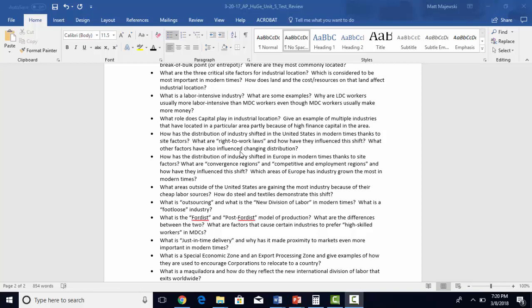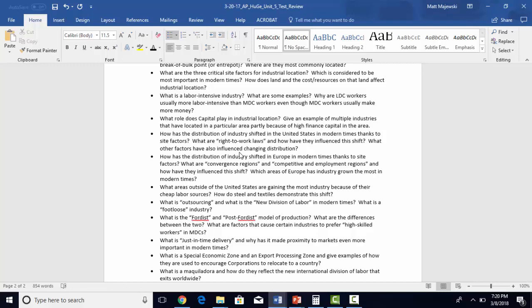What are right-to-work laws? How have they influenced this shift? Remember, right-to-work laws basically say any worker can get hired by an industry at any wage. Of course, it doesn't require you to be a member of a union. It makes it harder for unions to form. All of this generally protects business and kind of keeps workers more dependent on the business instead of on the union. And so as a result, businesses have clustered in these areas to take advantage of these right-to-work laws to better compete with their rivals overseas.